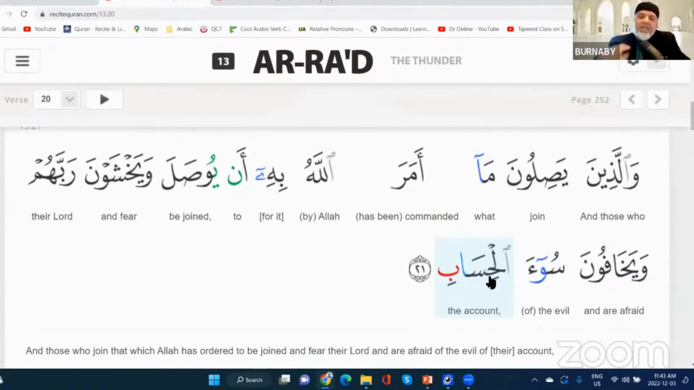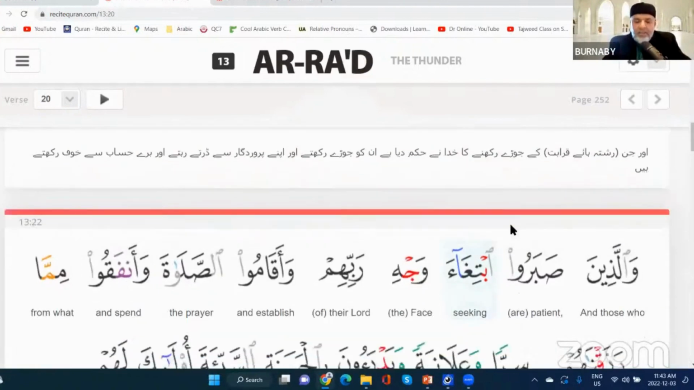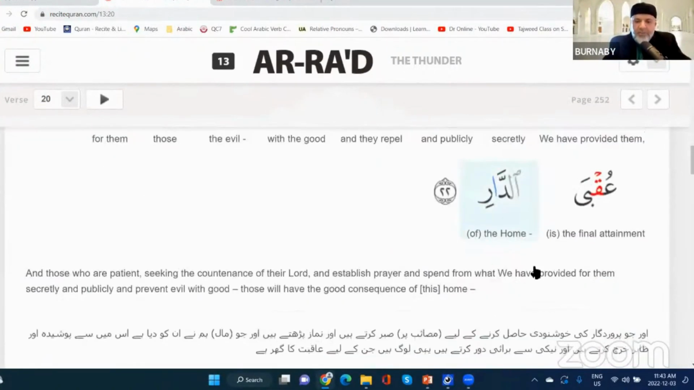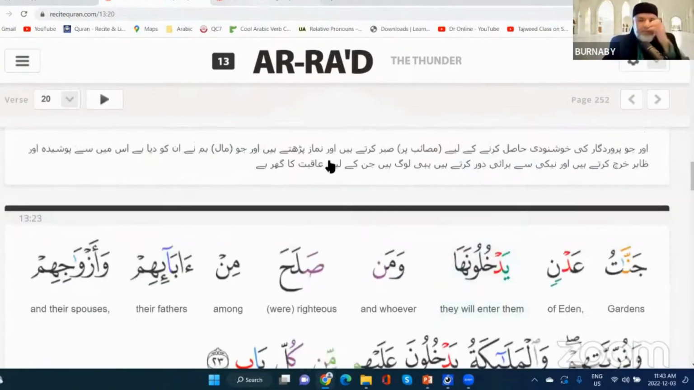Allah subhanahu wa ta'ala is saying that whoever follows these relationships, they are the ones who fear their Lord, and they are the ones who are afraid of a bad hisab. Bad hisab means account. So let's quickly read these four verses, and then we'll go into the tafsir.